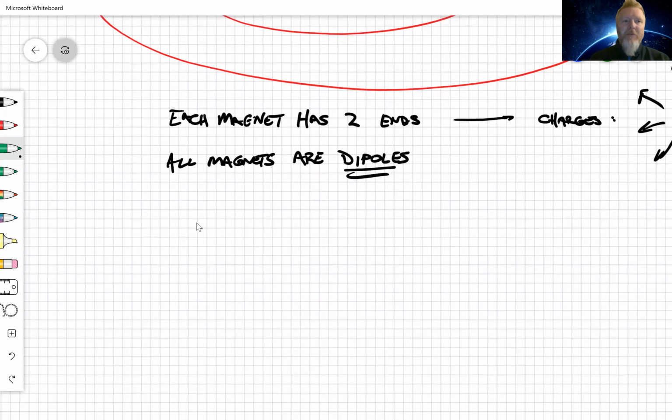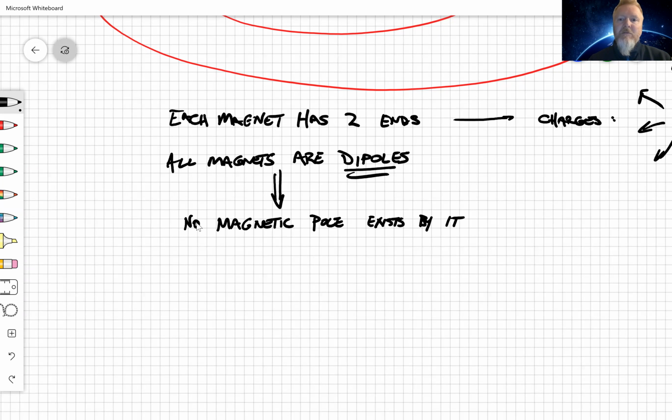Okay, so all magnets are dipoles. The offshoot to that is that no magnet is a monopole. They're all dipoles. So to this point we have found no isolated magnetic poles by themselves. All right, so no magnetic pole exists by itself.